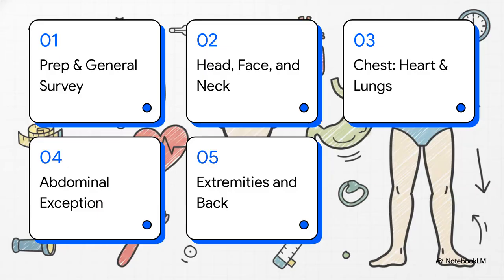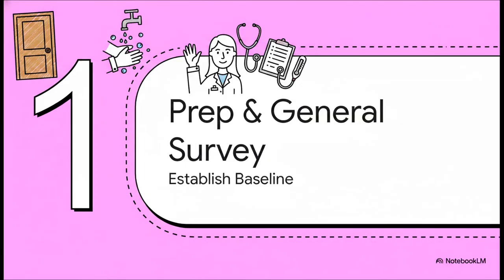So here is our roadmap for the assessment. We'll start with prep and a general survey, then move to the head, face, and neck, travel down to the chest for the heart and lungs, explore what we call the abdominal exception, and finally wrap up with the extremities and the back. Section 1. Prep and General Survey. Establishing the baseline. Let's get right into it.